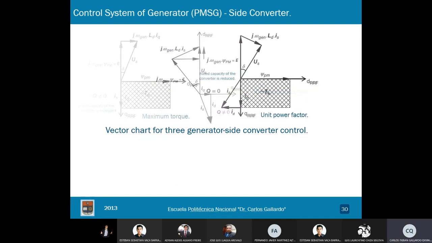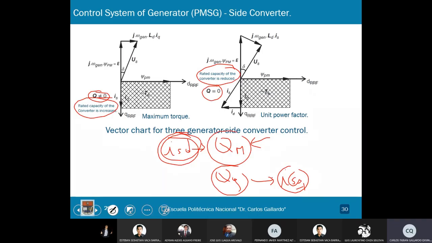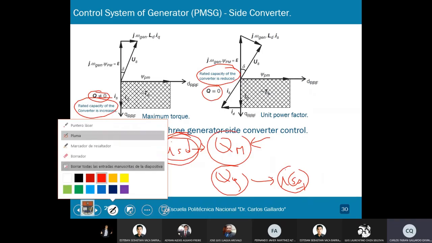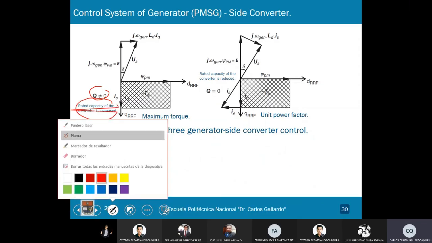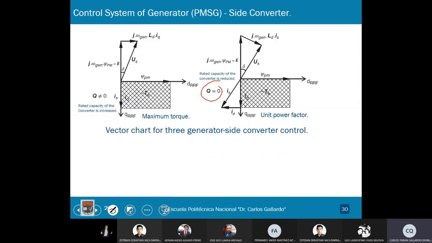So I will have 3 control strategies. The first one is the maximum torque. In this case, the reactive power is different to 0 and the rate capacity of the converter is increased. For the second control strategy, the reactive power is equal to 0. That is the reason I will have a unit power factor.